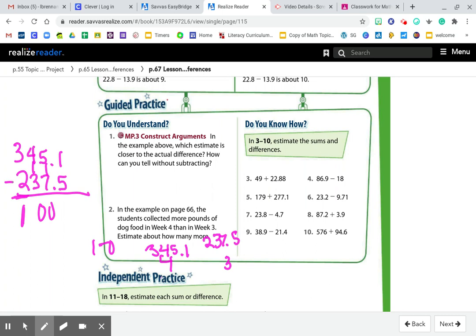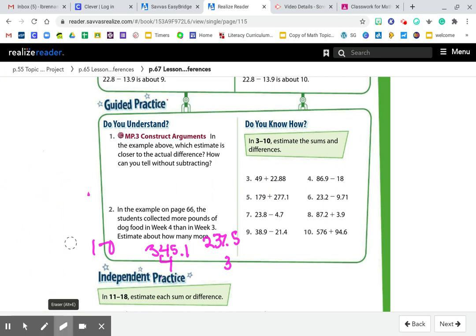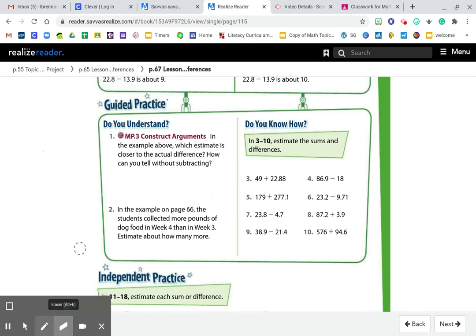So now we're going to move on to do you know how? Estimate the sums and differences. So let's see what we got over here. 49 plus 22.88. All right, we're trying to find our actual numbers here or our estimates. We want estimates. So let's say I could probably make that a 50 and maybe make that a 23, and we're adding. So I'd go with 73 on that, get you pretty close.